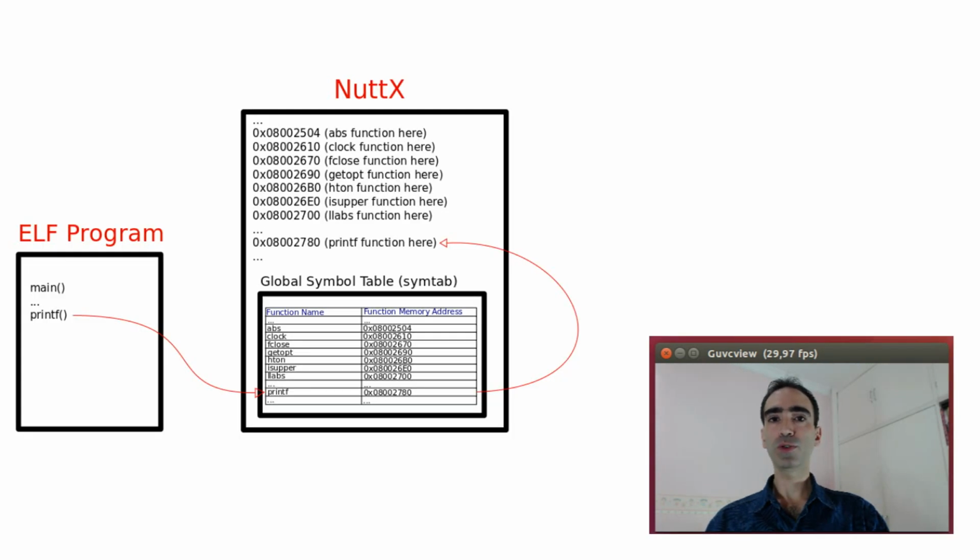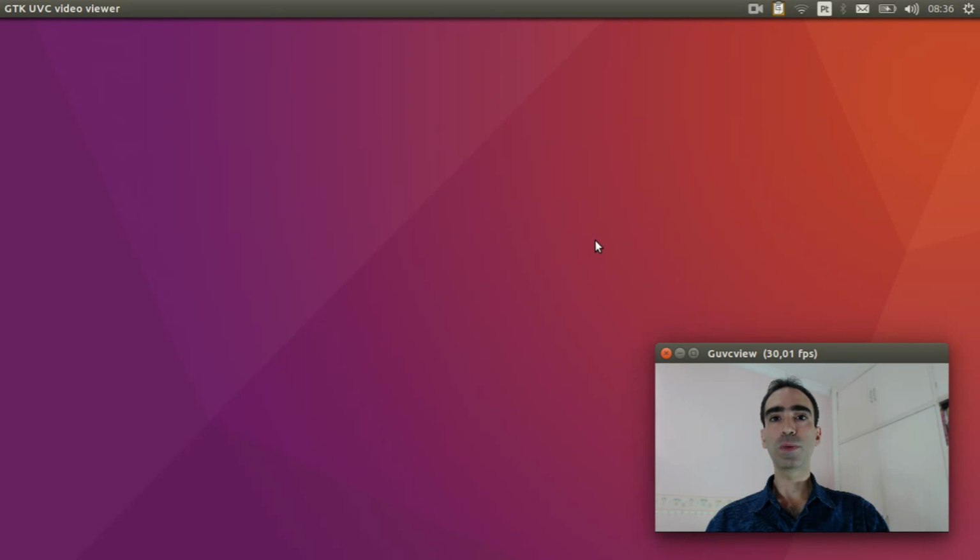The first and most complete option is using the global symbol table. This is a kind of lookup table where you have the function name and the address where this function is located in the memory. Using the complete global symbol table, we can run any external program. The drawback of this approach is we need to have all the NuttX functions compiled and included in the final firmware. So it will use a huge flash memory space in your firmware.